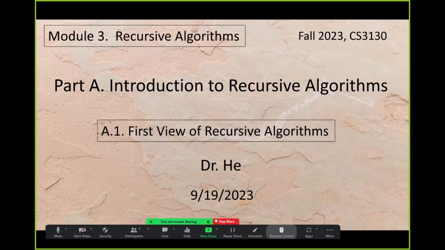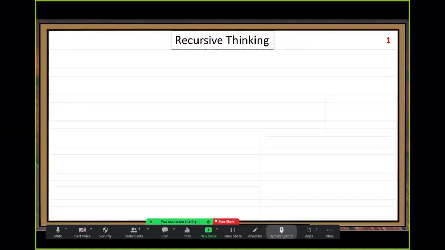Recursive algorithms, the whole module. It's very important, very fundamental. So we need to really understand this type of important algorithms. Part A, Introduction to Recursive Algorithm. 8.1, First View of Recursive Algorithms. Recursive thinking. Let us try to make our thinking adapt to recursive thinking. We need to get used to this kind of thinking.